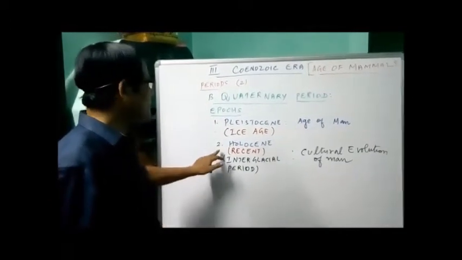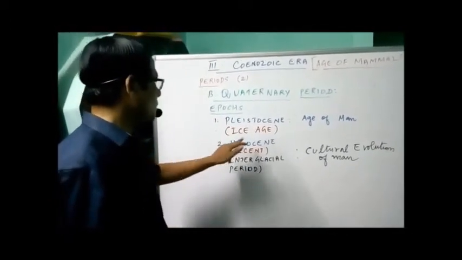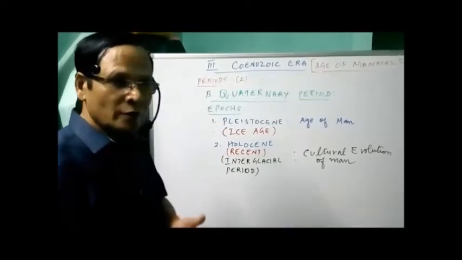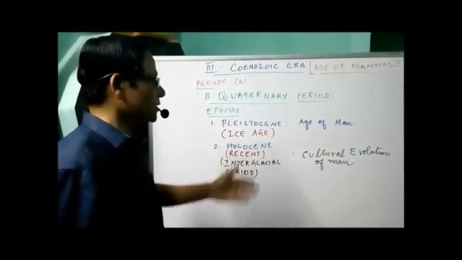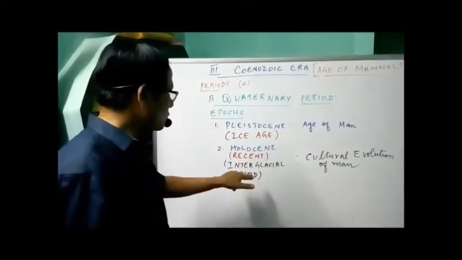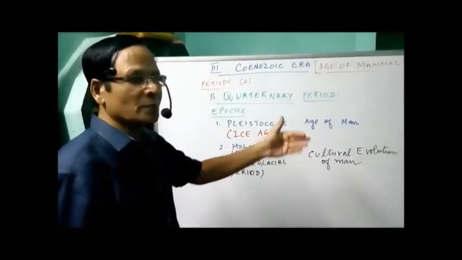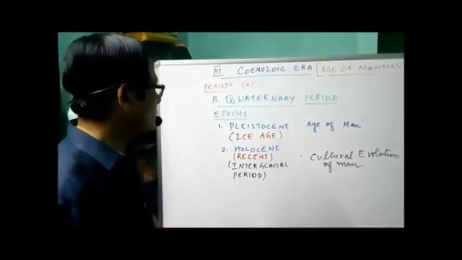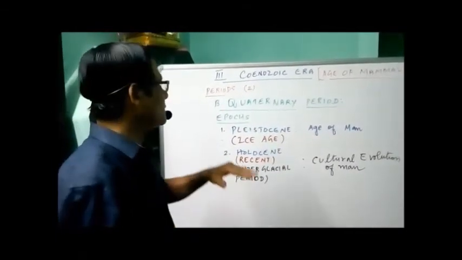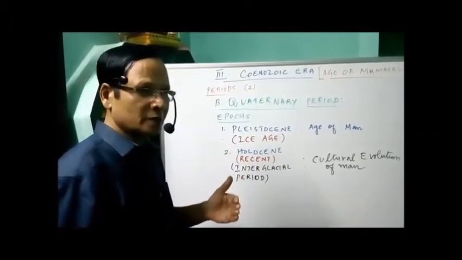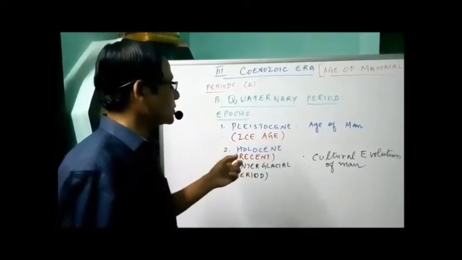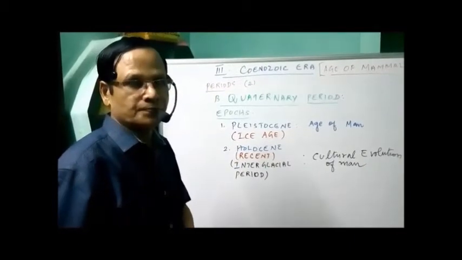The next one, the recent epoch, called Holocene. Now we are living in the interglacial period. During that period only the cultural evolution of man took place. So these are all the different eras and periods, the epochs and their importance and significance.